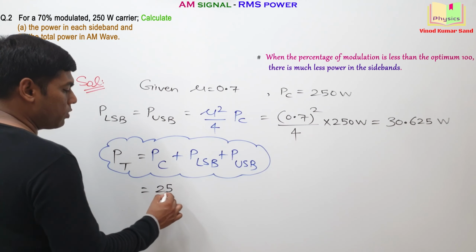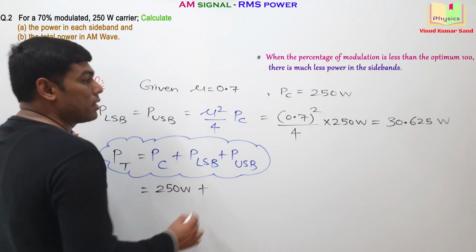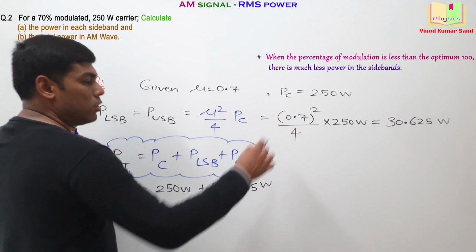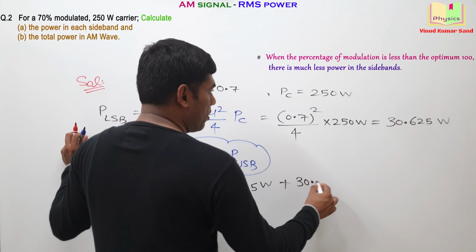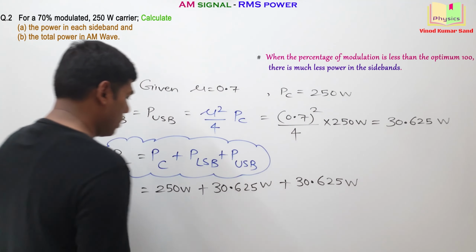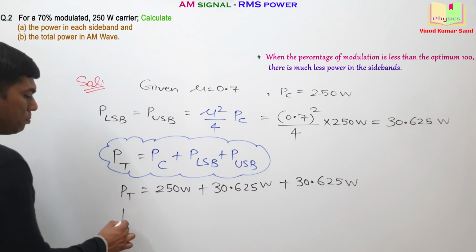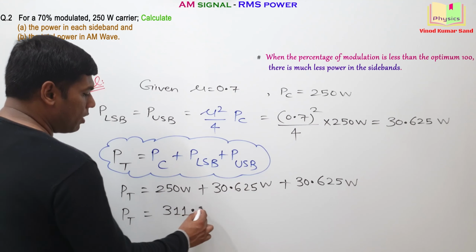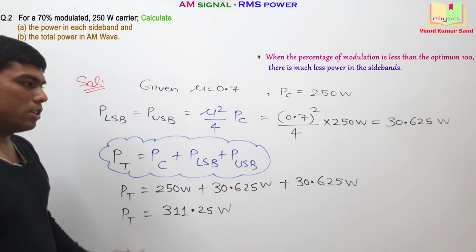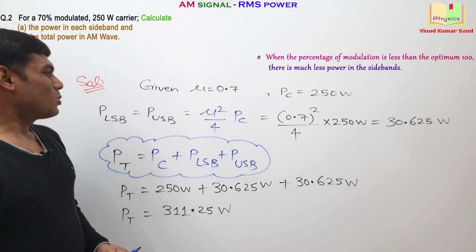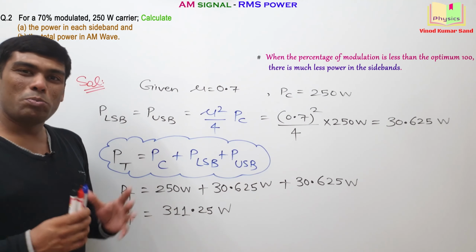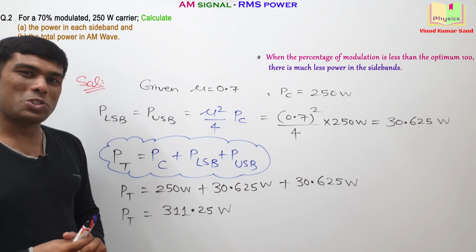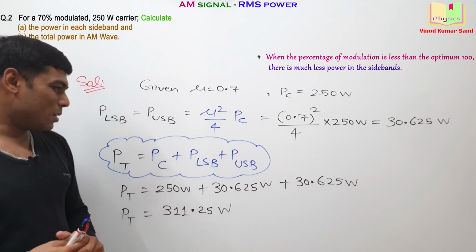PC is 250 watt. PLSB is 30.625 watt. PUSB is also same 30.625 watt. Doing the calculation, the total RMS power comes out to be 311.25 watt. Got it? So it's a simple question. You may note it down and then we'll be taking up one conceptual question. After that, you'll get a checkpoint.